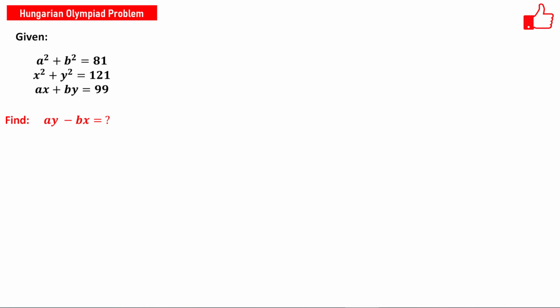Hello friends, this problem is taken from Hungary Maths Olympiad, and in this case you have been given three equations and then you have to find the value of another expression. The first equation is a square plus b square is equal to 81, and the second equation is x square plus y square is equal to 121, and the third equation is ax plus by is equal to 99. Then you have to find the value of ay minus bx.